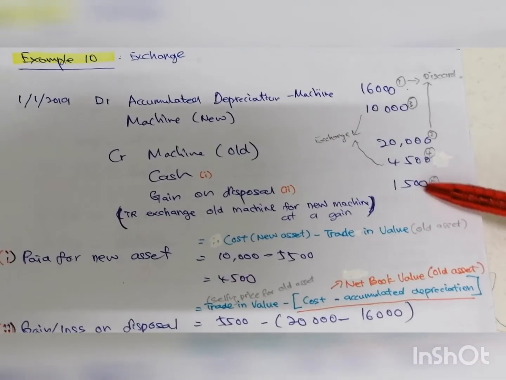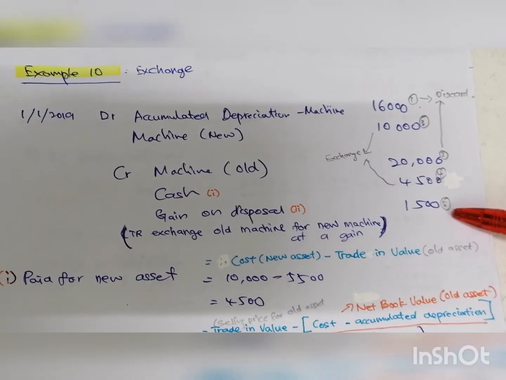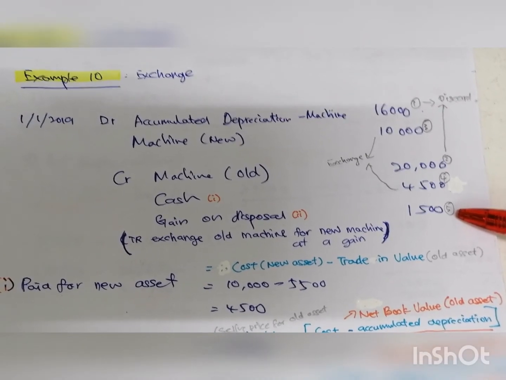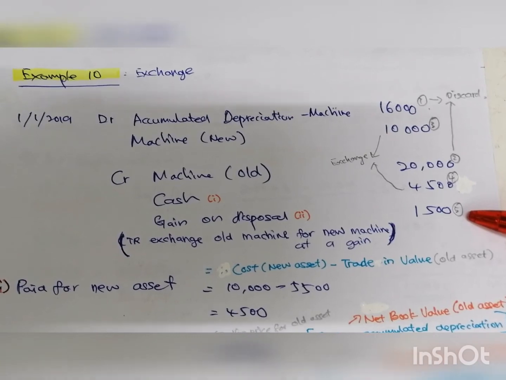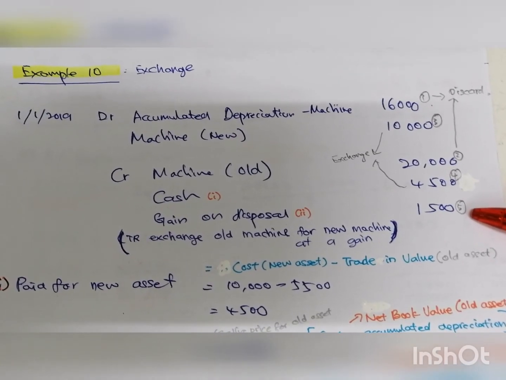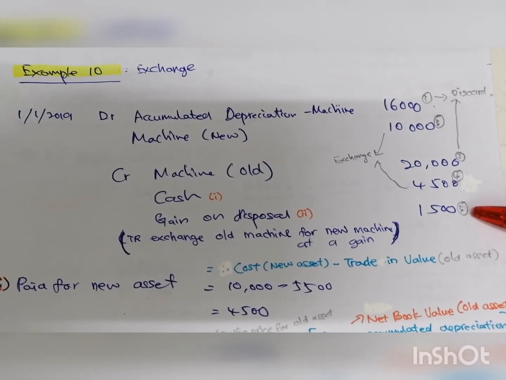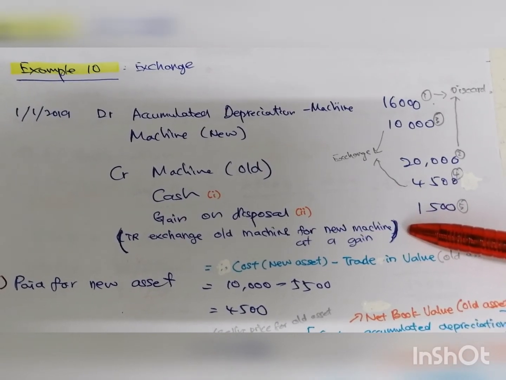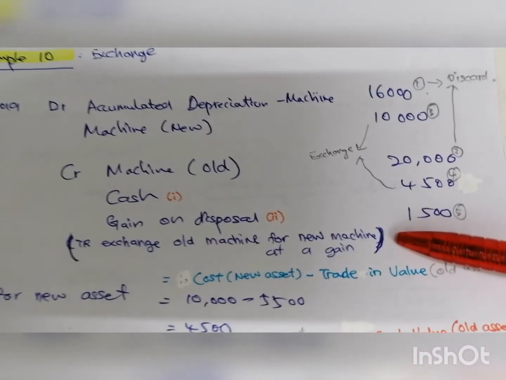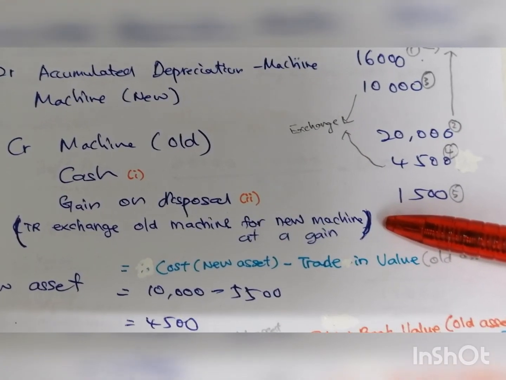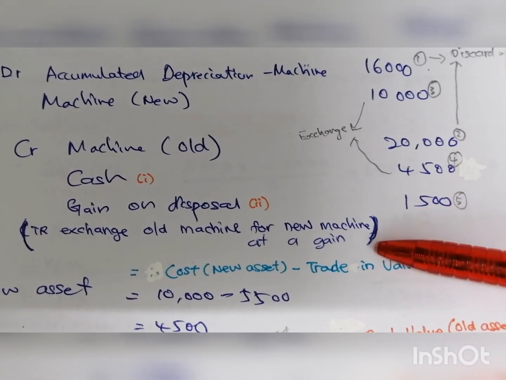So if we have the gain, then we put it in the credit side in the journal. So we will record gain on disposal 1,500. The explanation will be to record exchange of old machine for new machine at a gain.